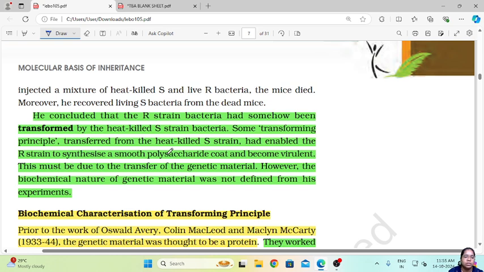This must be due to the transfer of genetic material. However, the biochemical nature of the genetic material was not identified from the experiment, but he concluded that the transformation was taking place of the R strain into the S strain, from non-virulent to virulent, causing the death of the mice. So this is how the experiment was carried out, and that is why it was called the transforming principle.